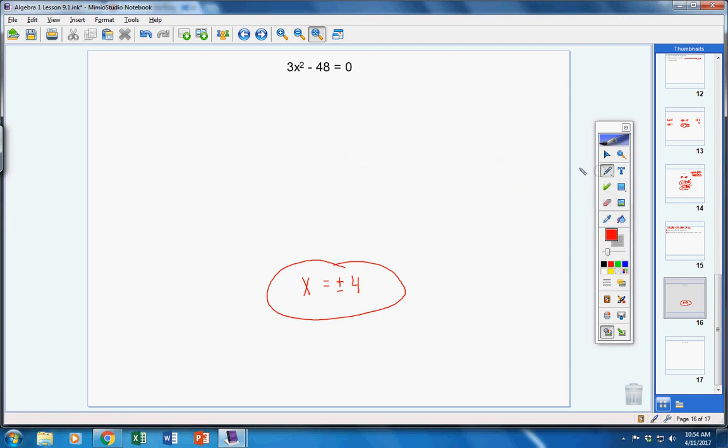How about a negative 4? 3 parentheses negative 4 squared minus 48 equals 0. Negative 4 times negative 4 is 16. So 3 times 16 minus 48 equals 0. And 3 times 16 is 48. So 48 minus 48 does equal 0. So both answers check, okay?